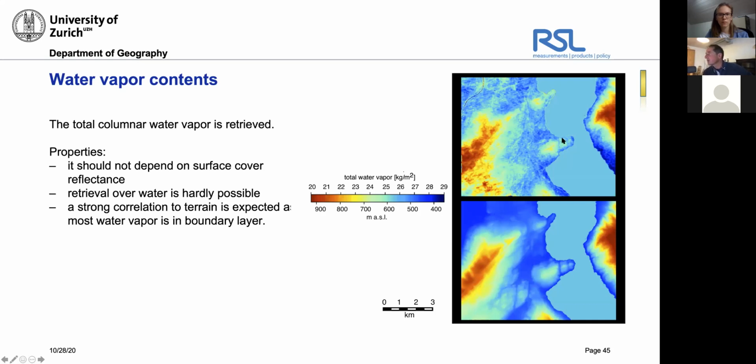But nevertheless, you have problems over water because of very low signals in water. It's often not feasible to have gas retrievals over water. So this is a river up there, and there's a lake here. But that's how you can find the water vapor contents.